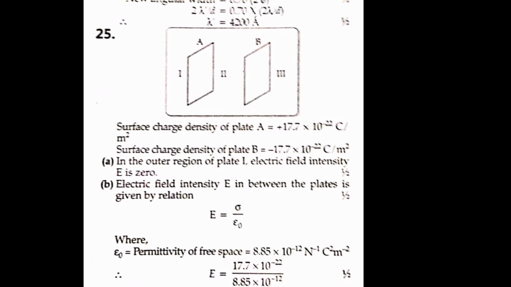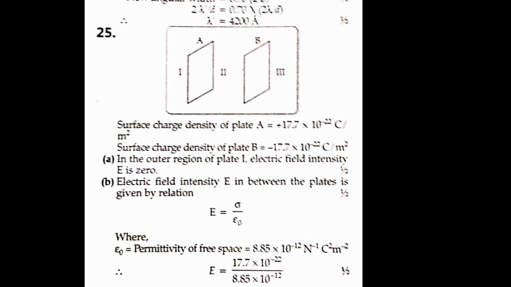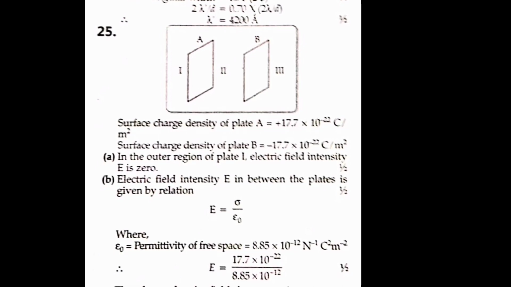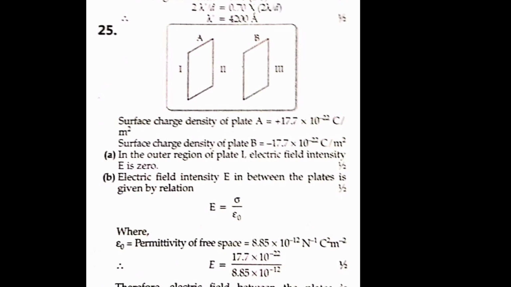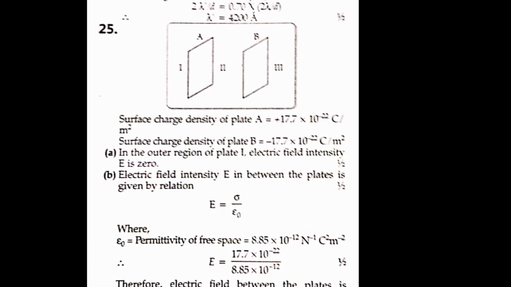So the equation that we have already studied is E is equal to sigma by epsilon 0, right? Here sigma is the surface charge density and epsilon 0 is the permittivity of free space. That value is 8.854 into 10 raised to minus 12 coulomb square per Newton meter square.